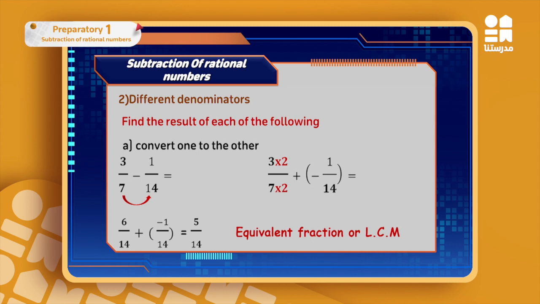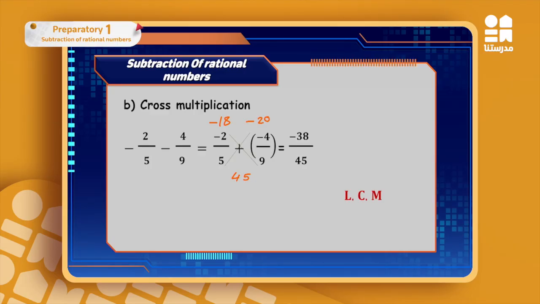3 over 7 minus 1 over 14. As you can see, 7, we can multiply it by a number to get 14. So I'm going to multiply it by 2. And here we have to multiply 3 times 2 also. So it becomes 6 over 14 plus negative 1 over 14. Here, different signs. So sign of the bigger, then subtract. The 6 is the bigger number. I'm going to put its sign, which is positive, and then subtract 6 minus 1 is 5. So the answer is 5 over 14.